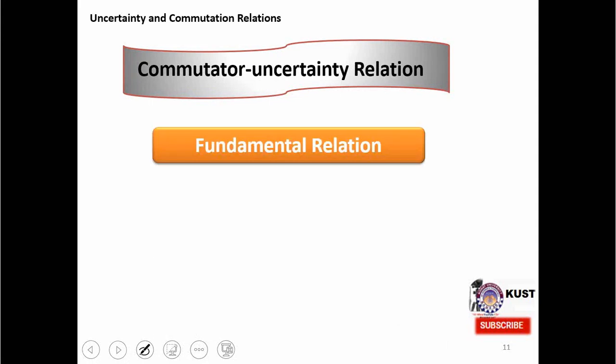So we have found a very fundamental relation between commutator and uncertainty, and we have seen that whenever two operators do not commute, they are not compatible. They will not have simultaneous eigenfunctions, and that's why they are uncertain. On the other hand, if two operators commute, that is, they are compatible, they will have simultaneous eigenfunctions, and there will be no uncertainty. So that's a very fundamental relation in quantum mechanics: commutator relations and the uncertainty principle are related to each other.